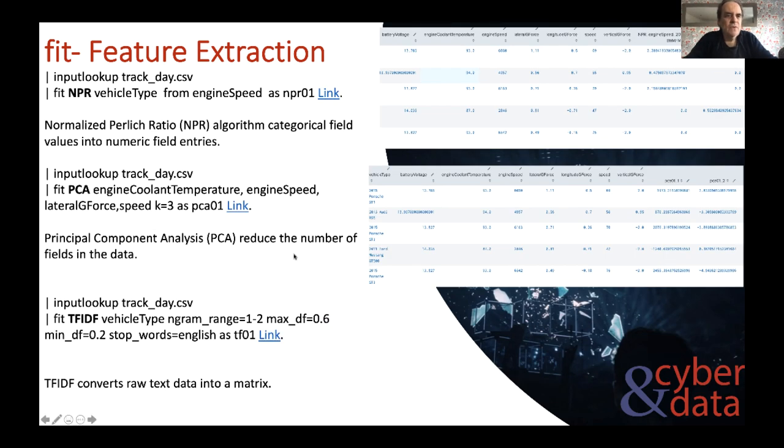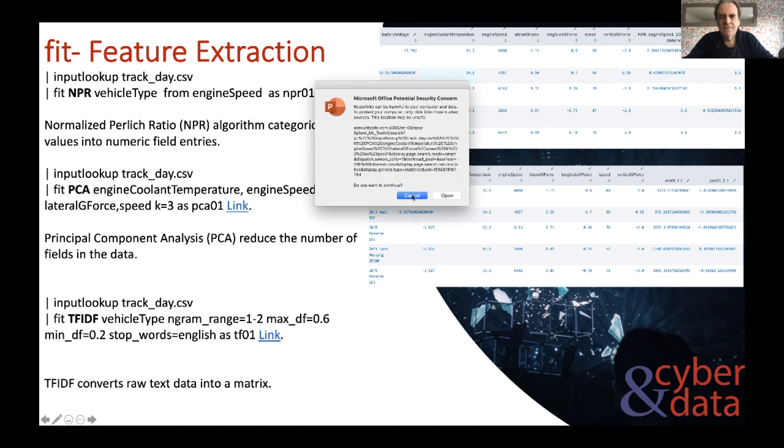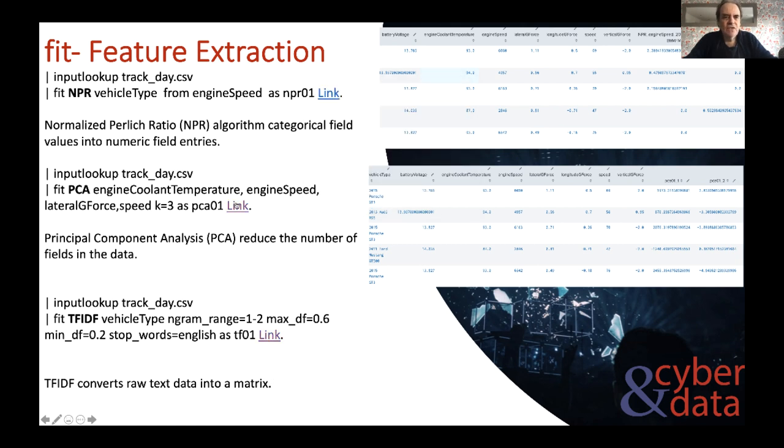Okay, so there's a few other ones that we can use. We could use PCA itself. NPR is another one. And TFIDF is also possible. In this case, we convert the raw text into a matrix and then can train.